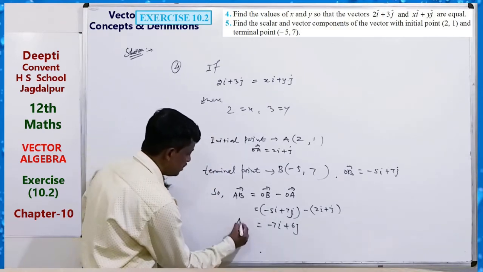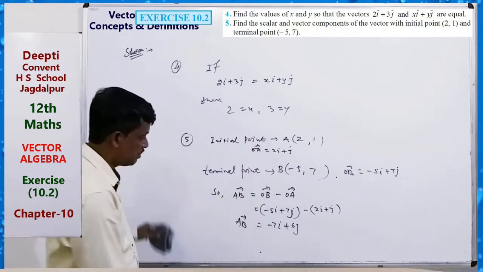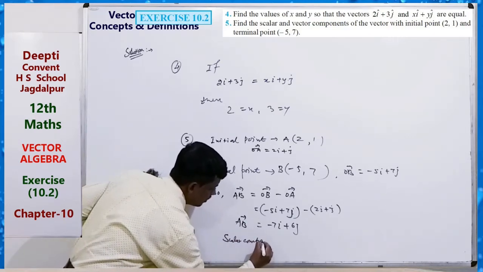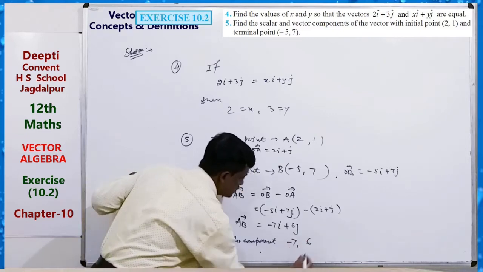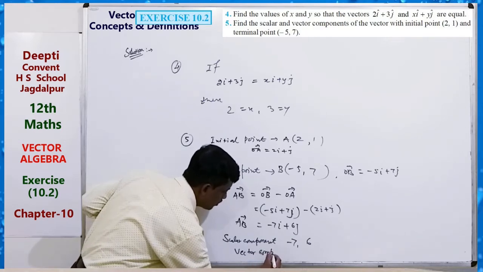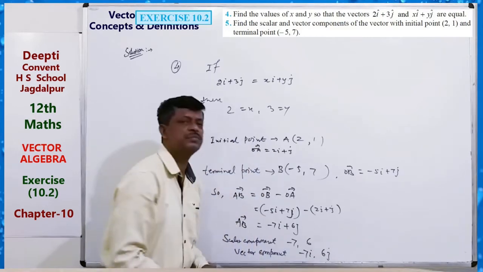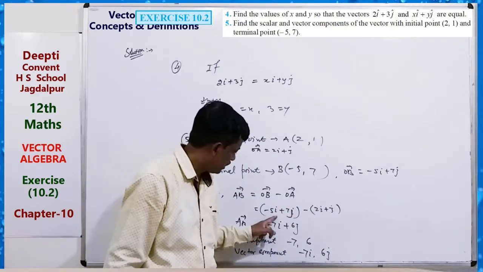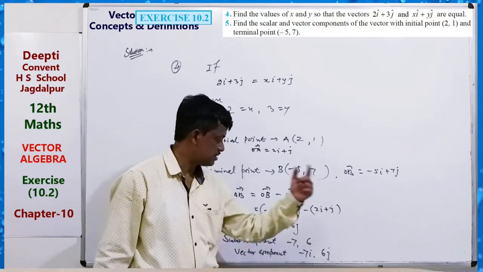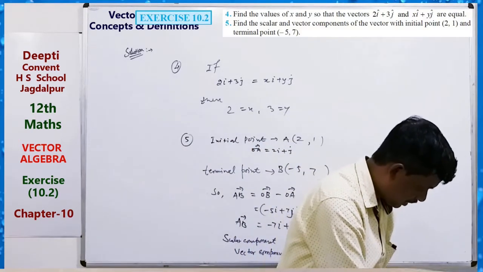So vector AB equals minus 7i plus 6j. Now the scalar components are minus 7 and 6. The vector components are minus 7i and 6j, just multiplied by the unit vectors along the x-axis and y-axis. Okay, so these are the scalar components and vector components.